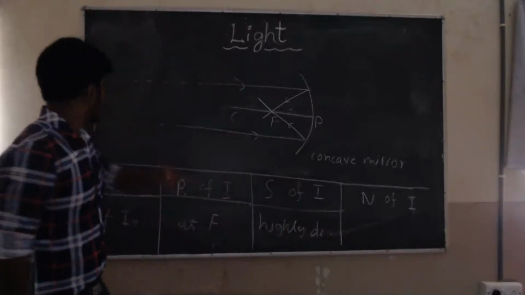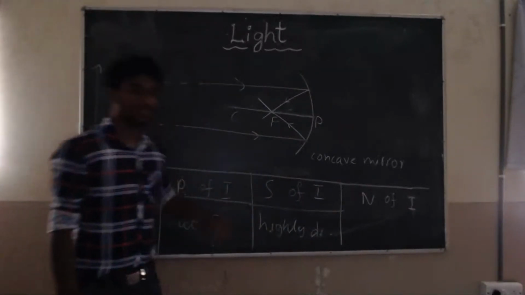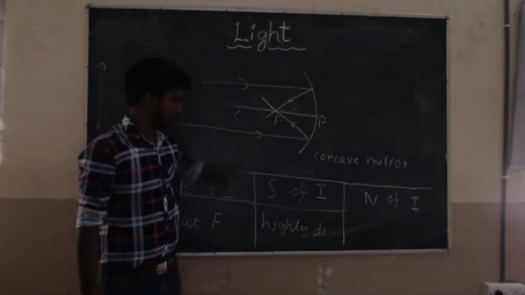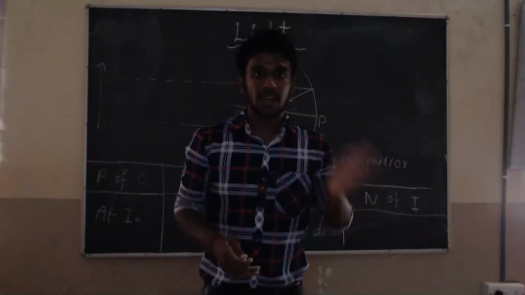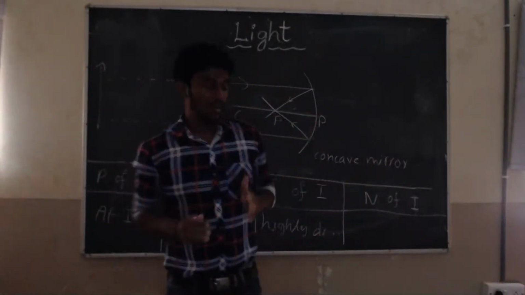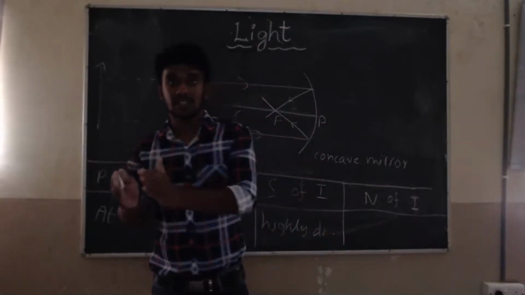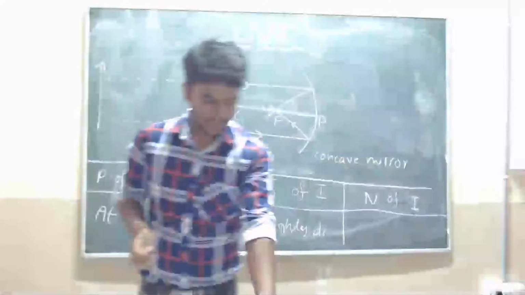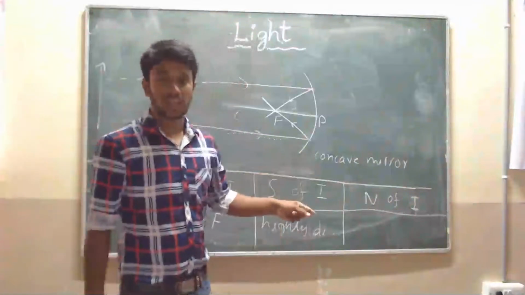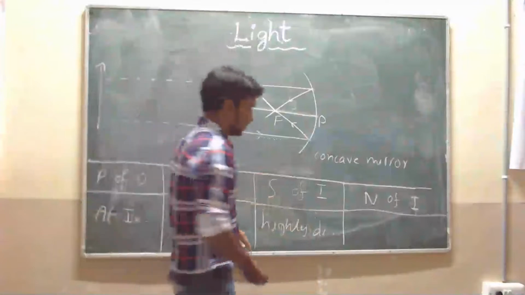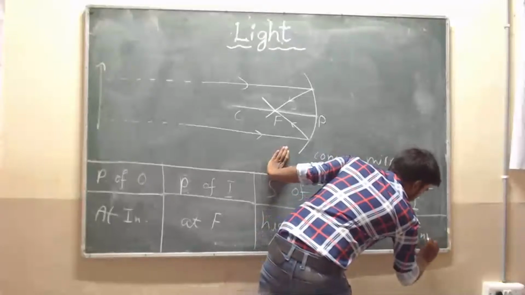It is very small. Why? Because here we have kept that object at infinite distance. When you keep the object at infinite distance, we will get the image at the principal focus. Next, what about the nature of the image? Nature means whether the image is virtual or real. Virtual images cannot be caught on a screen, whereas real images can be caught on the screen. So here we got that image, right? So that's why the nature of the image is real and inverted.